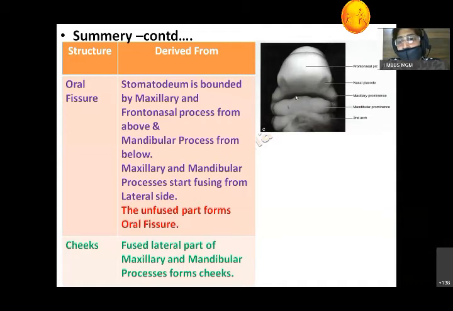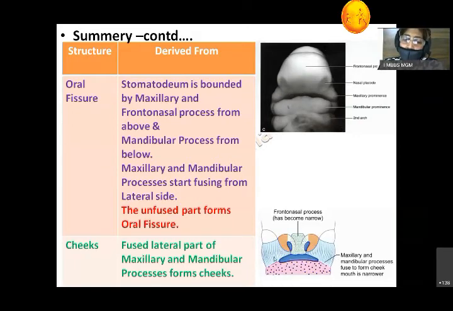From this side also the fusion starts here and the fusion extends on the lateral aspect. So whatever unfused part is there in the middle, that will form the oral cavity. From where the fusion starts, that will form the lateral angle of the mouth, and the lateral fusion will form the cheeks. Okay. So in this figure, it is very clear again. These are cheeks. This is lateral angle of the mouth, and the remaining unfused part is stomatodeum.